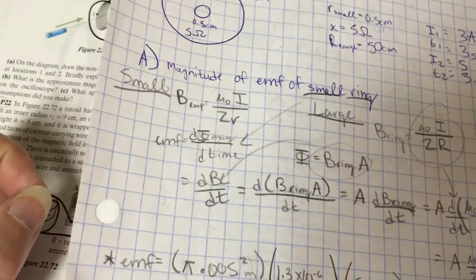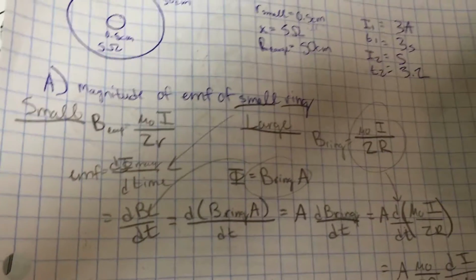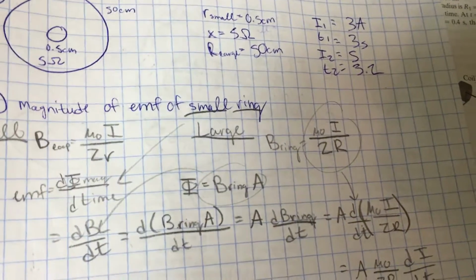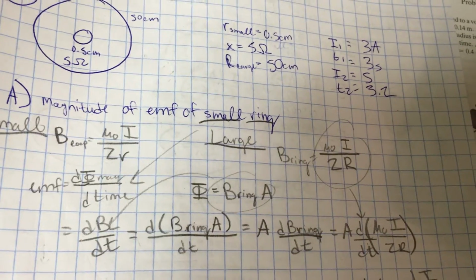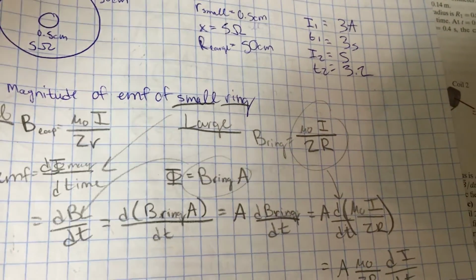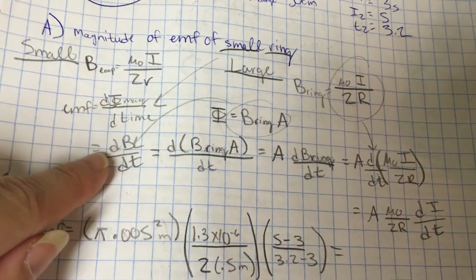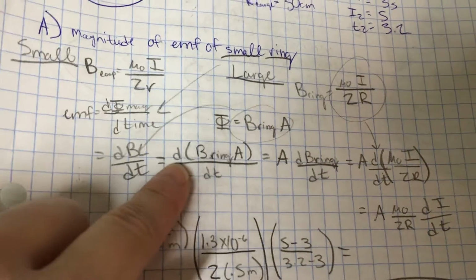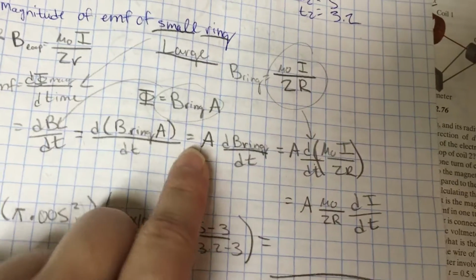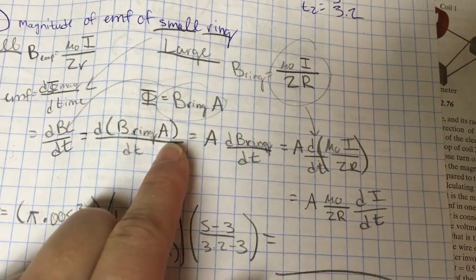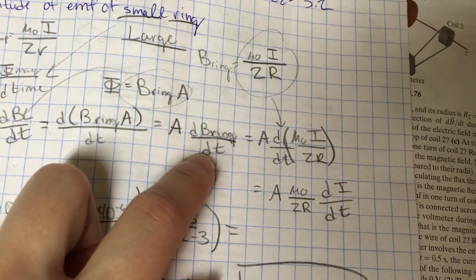As you can see, I have to find the magnitude of the EMF. So I know EMF is equal to the change in magnetic flux over the change in time. I know the magnetic flux is going to be equal to the B of the large ring times the area, or B perpendicular to the area. So I plug that into my change in magnetic flux, to get that equal to the change in my flux over time. I can pull out my area because my area is not going to change, so that's a constant. So I then have to derive B ring over change in time.